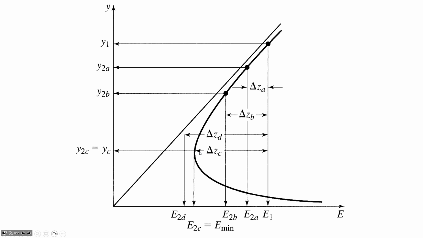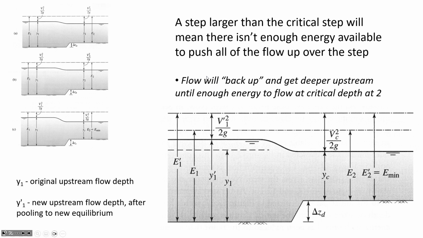And if we go beyond that, we're not on the specific energy diagram anymore. And so that means that there isn't a depth that is associated with a step height of delta ZD. We need more energy and a different specific energy diagram to find out what the flow conditions are going to be like. So a step larger than the critical step is going to cause pooling. So it's going to get deeper upstream. The flow will back up. So you can think of it as temporary clogging in the vicinity of the step.